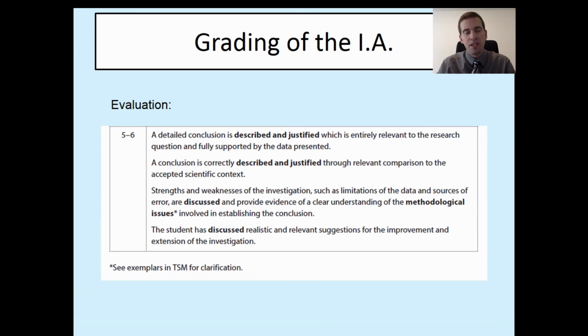You need to be able to say how you would have improved your specific investigation, whilst also then talking about further research, different experiments you could do based on your results and your conclusion. So just make sure these last 2 points are put separately because they're graded separately.